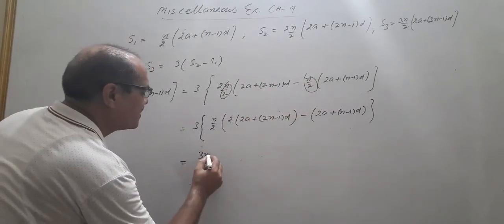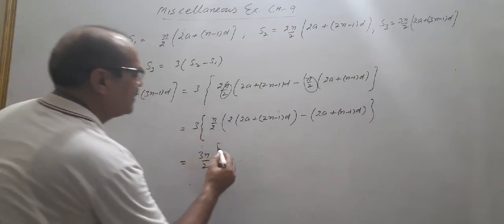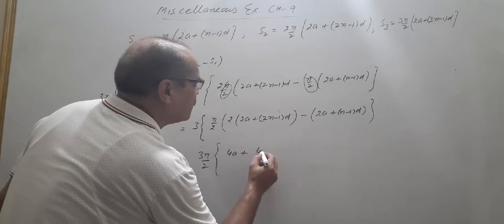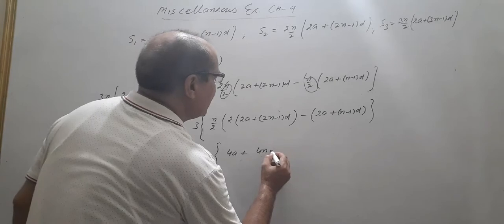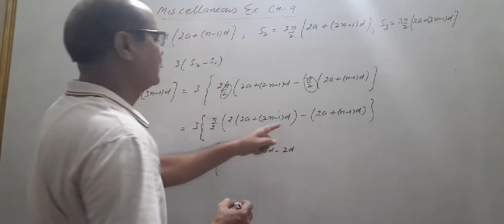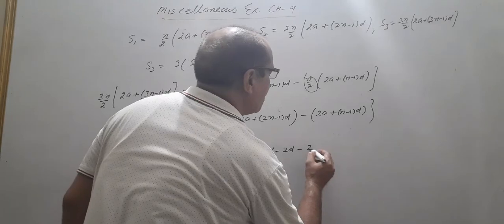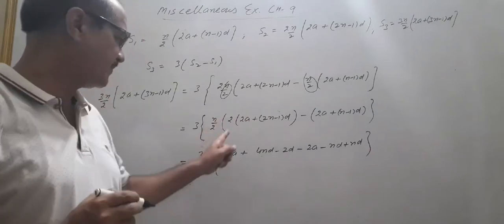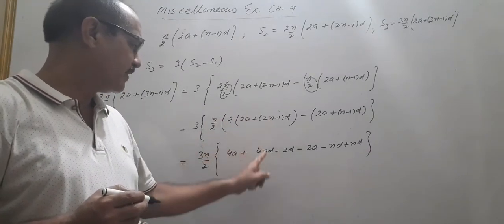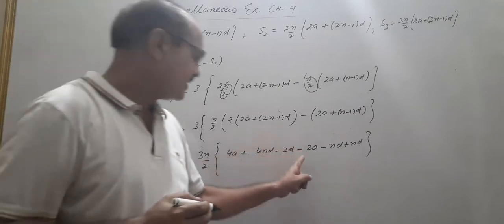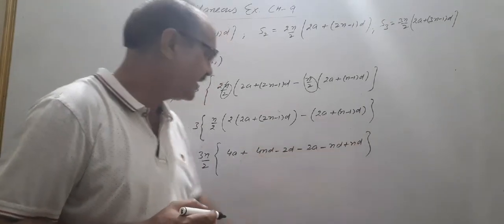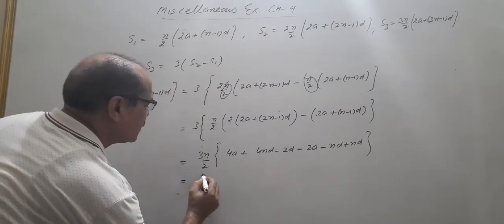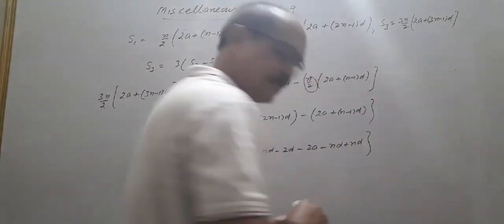Now in the result we need 3n by 2. So what I did, I brought this n by 2 outside, multiplied by 3. Multiplying this, it becomes 4a plus 4nd minus 2d. Just opening the bracket, minus 2a minus nd plus nd. You see, just open the brackets: 2 times 2 is 4, 2 times nd is 4nd, and minus 2d. Then opening the bracket, minus 2a and minus nd and plus nd. Now see the result, that is n by 2. So I will write the result here. This is the result.